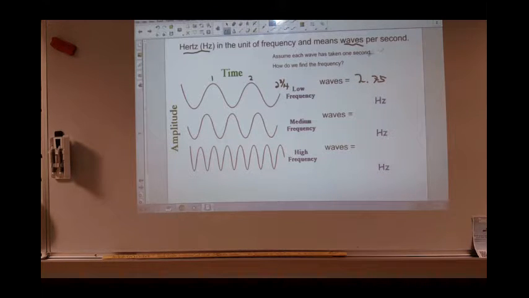And if this took 1 second, and a hertz is how many waves per second, then we are left with 2.75 hertz. So because it's divided by 1, it's easy. I'll go over another example.